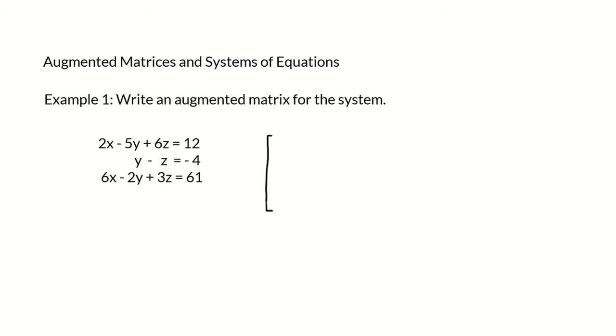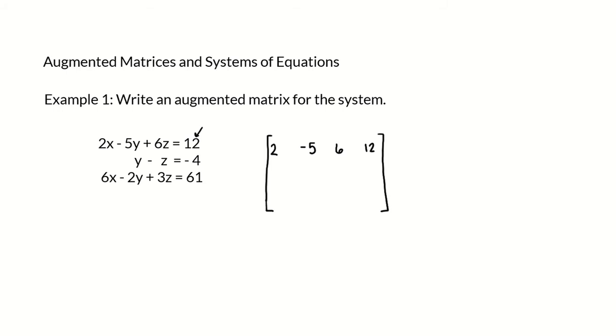We set up the matrix, and the first row will be the first equation. And we take the coefficients of each variable, including the sign, and then we also take the answer number. So the first row of this matrix would be 2, -5, 6, 12.